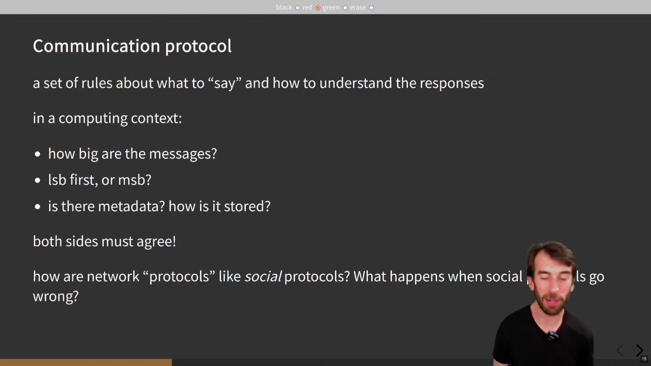Okay, how are network protocols like social protocols? We know that social protocols sometimes go wrong and they lead to embarrassment. If someone says knock knock and someone says yes, well, everyone's embarrassed in that situation. The knock knock joke teller and the knock knock joke receiver are both embarrassed by the failure of the knock knock joke to proceed. So there's certainly possibilities for badness when social protocols and networking protocols go wrong.